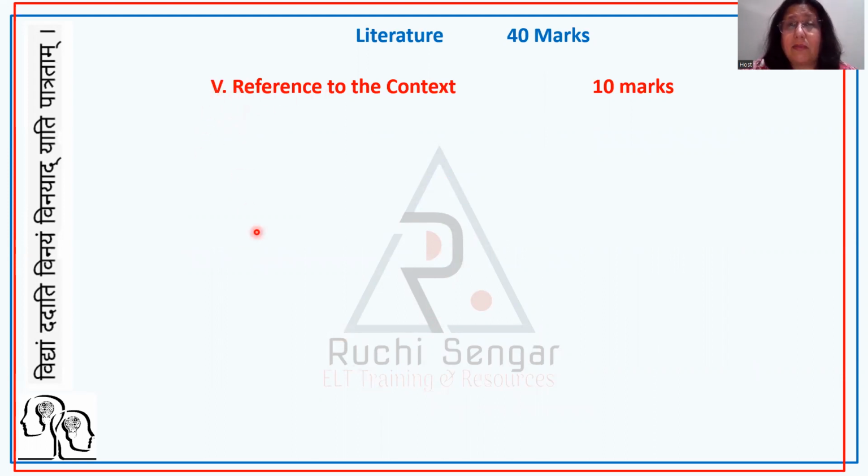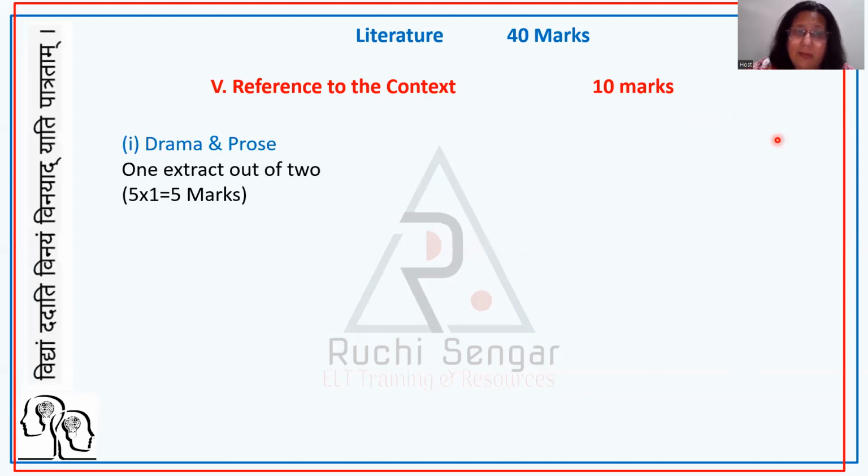What was number 4? Question number 4? Analytical paragraph writing, right? So, the writing section. Okay. Then you have reference to context, 10 marks. Which means the first one, which is an extract based, will be drama and prose.